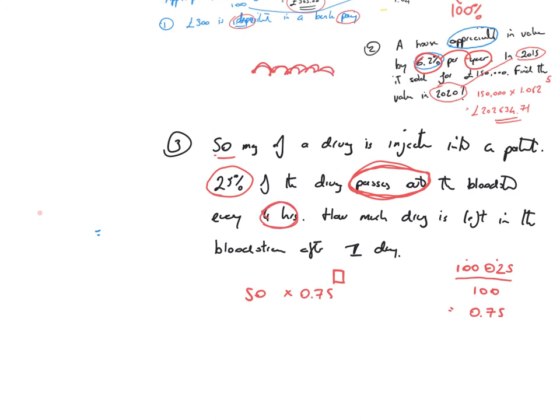This happens every 4 hours. So one day is 24 hours. So if you think about that, that's going to be 4 hours, and then 8 hours, 12 hours, 16 hours, 20 hours, 24 hours. So that's going to be 1, 2, 3, 4, 5, 6 times. So I bring it to the power 6. Okay, so into the calculator, 50 times 0.75 to the power 6. Right, to 1 decimal place, that'll be 8.9 milligrams left after 24 hours.